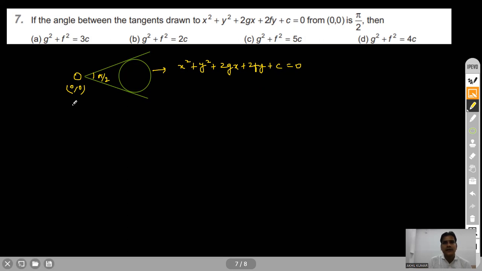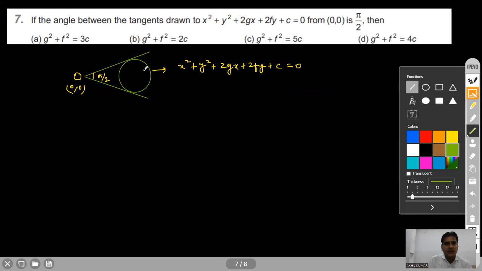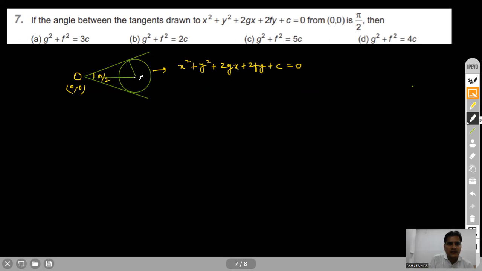So what we have to identify, then we have to comment on this g square plus f square. Okay, this angle is pi by 2, right? So we can do one thing, we can do one construction. What is that construction? So basically this is our center of the circle, whose coordinates are minus g comma minus f, because it is a general circle only, and this angle will be basically 90 degree, and this angle will be pi by 4, because this OC will bisect this angle with the pair of tangents.